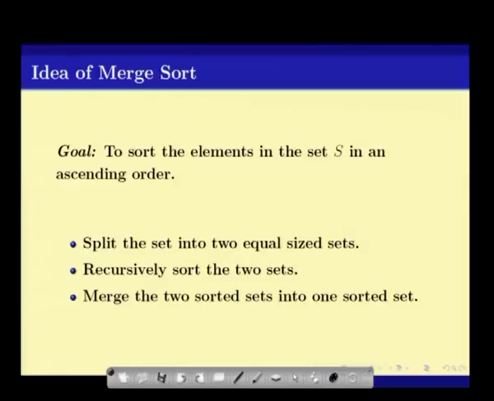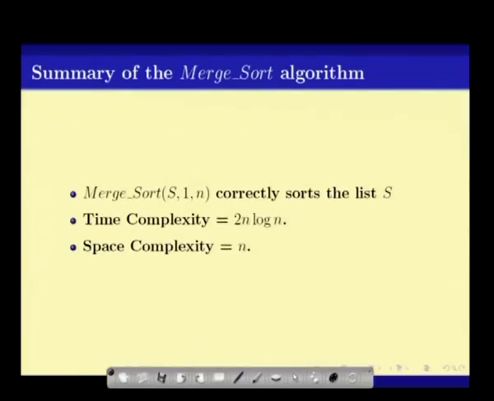The problem here is that splitting this set into two halves and merging cannot be done in place. So, although merge sort attains a better worst case running time, that is, twice n log n, which is as good as the average case running time for quick sort and much better than the worst case running time of both insertion sort and quick sort, the space complexity becomes n.